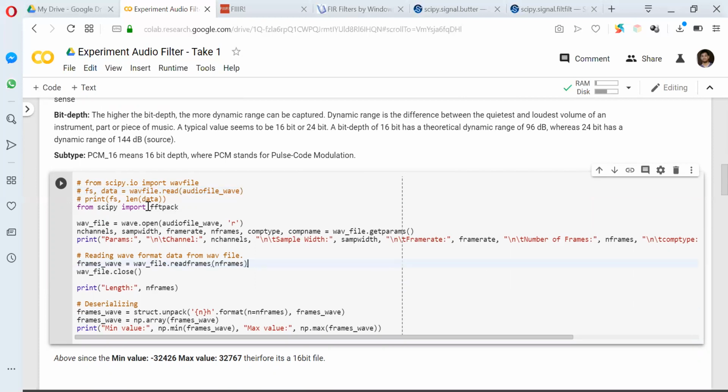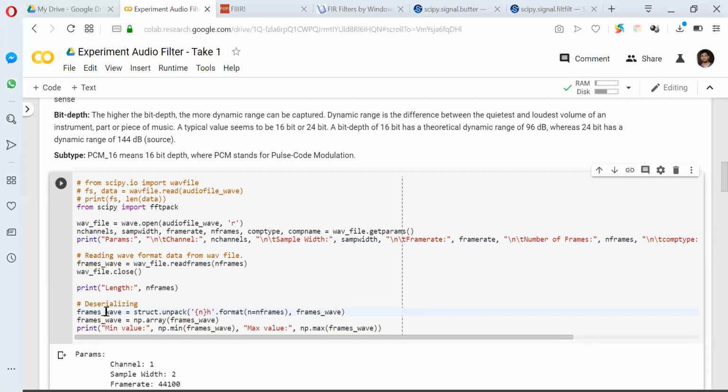So now, here in the code, what we're trying to do is first we are going to open the audio file. Then we are going to look at the parameters. Then we are going to read individual frames, and since they are in a different format and we need our output to be in integer format, not binary format, we are going to use the struct library to convert the binary data into integers.